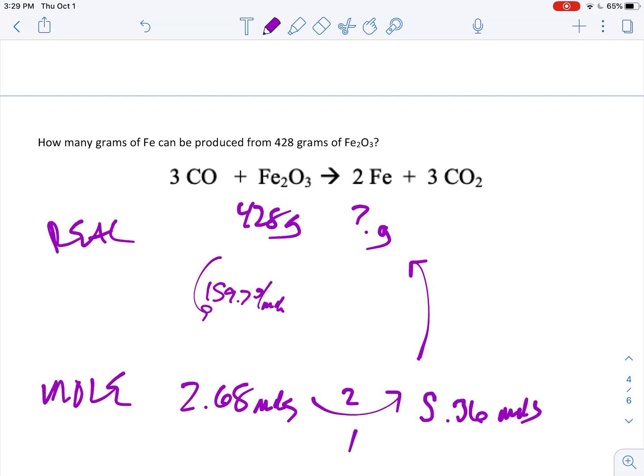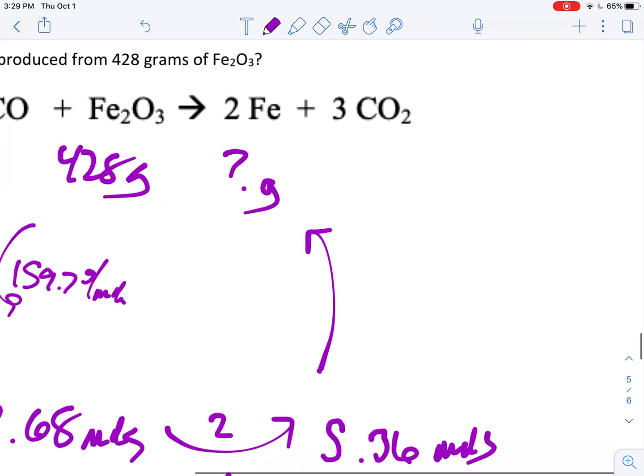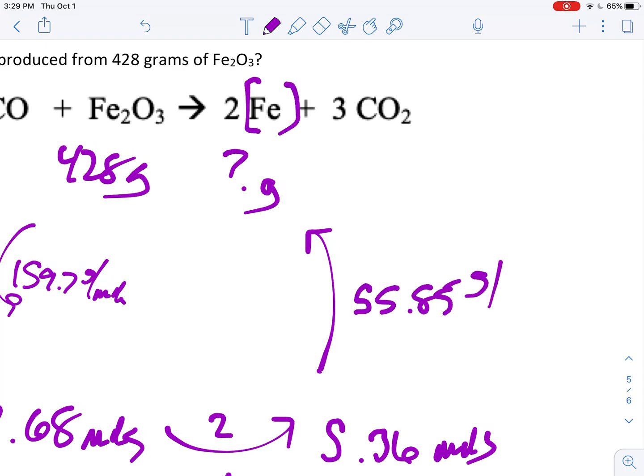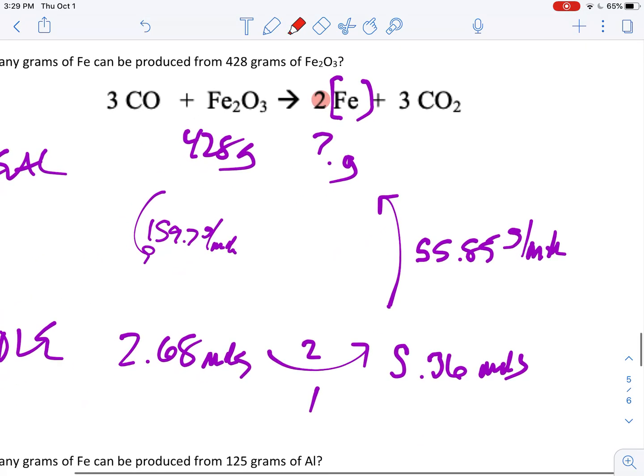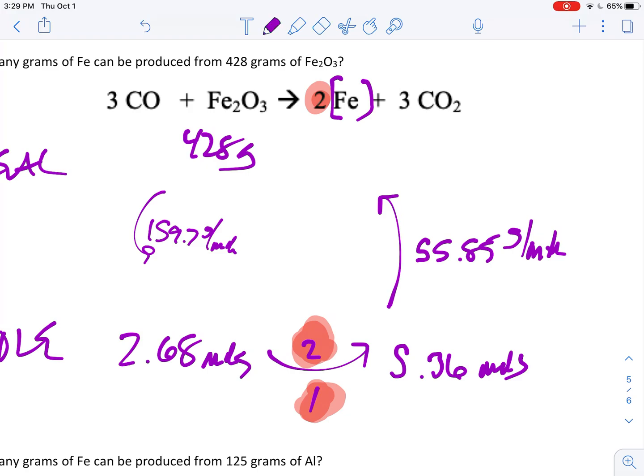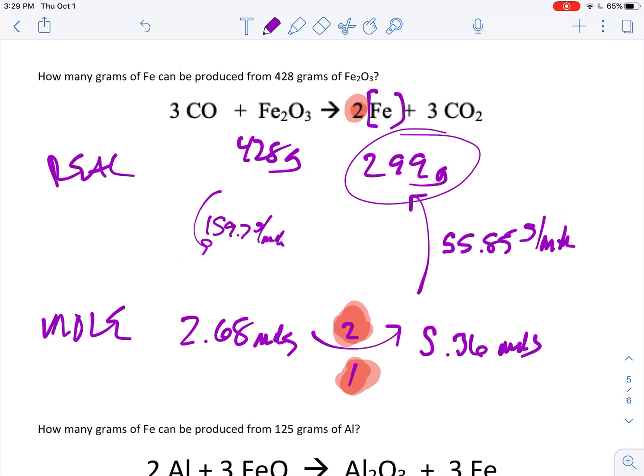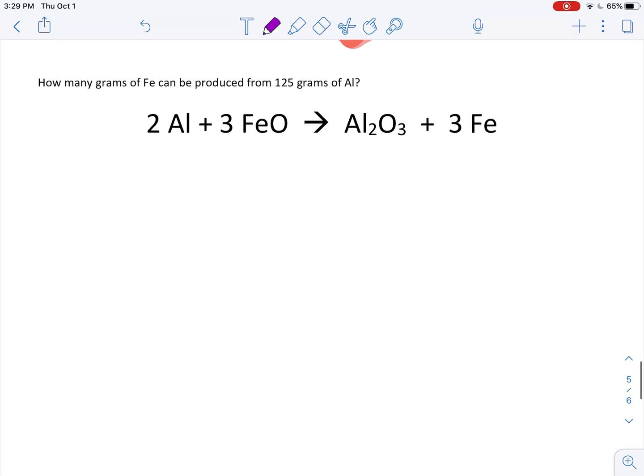And now I'm going to come back up to my real world unit because I want grams, and I just have to use the molar mass of iron. And that molar mass is 55.85 grams per mole. But Smith, there's a 2 there. Shouldn't I multiply it by 2? No, because you already did. You already took that 2 into account when you did it down here. So you don't have to double count that 2. So it's 5.36 at 55.85 gets me right at 300 grams, 299 grams is the answer there. One more.